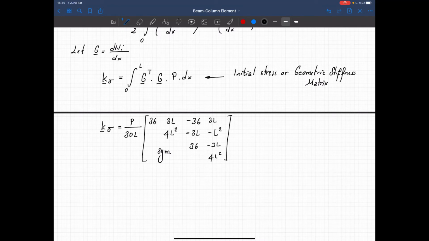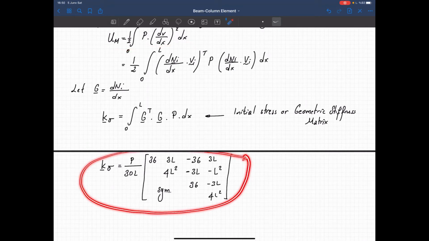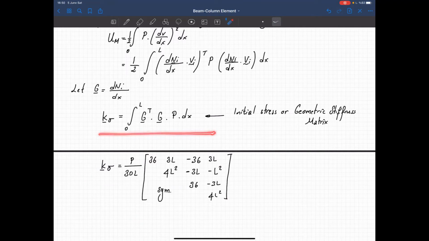So in that formulation, the only thing that I did is consider the length change due to bending deformation. So this gave me an additional membrane energy as follows. And by using that and the finite element interpolation, I calculated a new initial stress matrix.